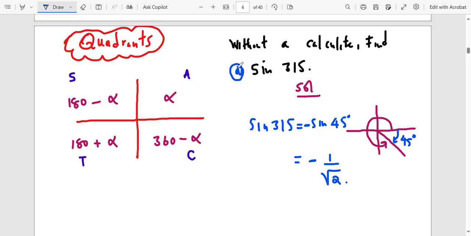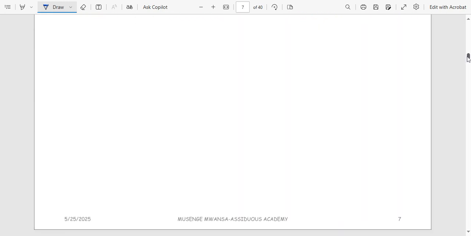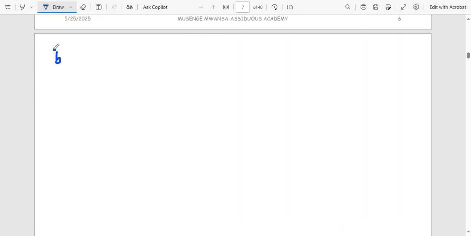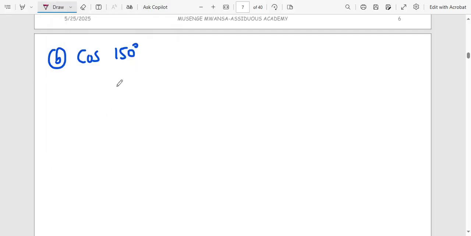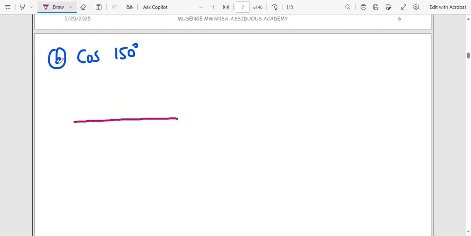Okay, I can give you another example. Let's say we gave you to find the exact value of, say, cos 150 degrees. Again, you first just find where 150 is going to be found. Which quadrant is the 150? Okay, it's in the second quadrant, isn't it?